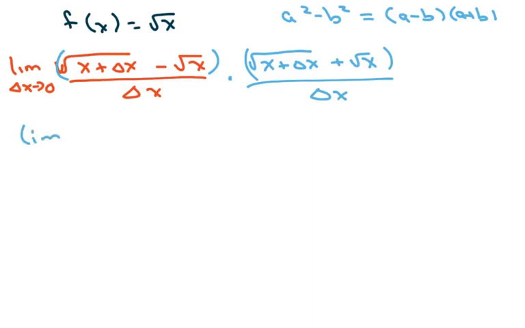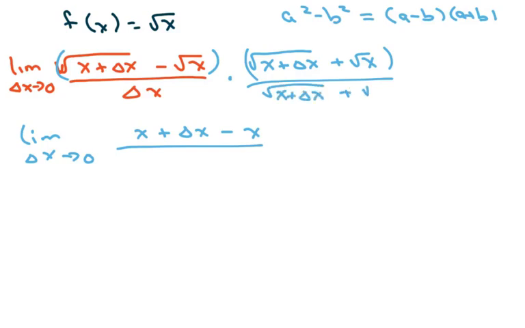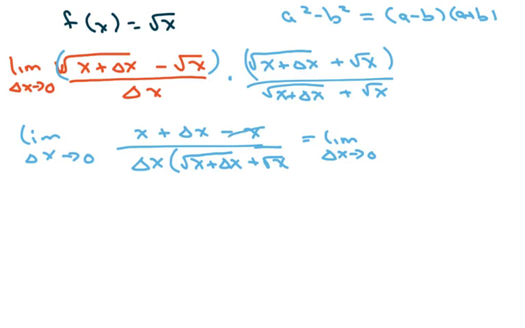So our numerator is going to turn to x plus delta x, because that squares out, minus x, all over, whoops, I had to multiply this by also the conjugate. And so the denominator is going to be delta x times the square root of x plus delta x plus square root of x. Now, we're going to get the limit as delta x approaches 0, and these x's cancel, so you get delta x over delta x. I prefer actually h, because it's hard to draw triangles on this. So we're going to get square root of x plus delta x plus square root of x.